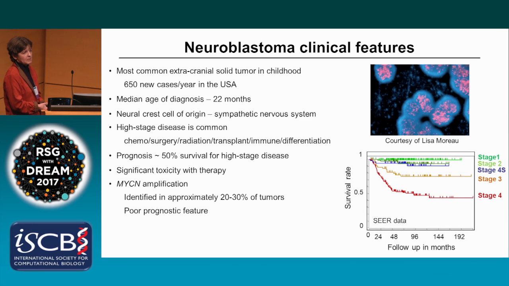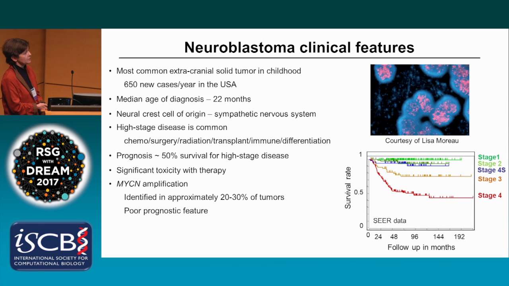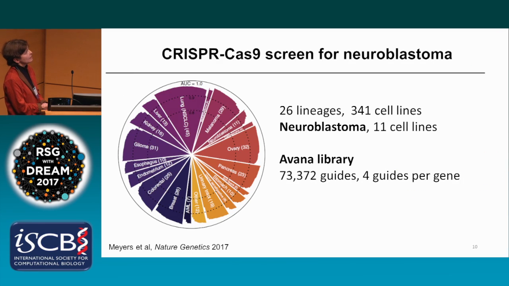Now, there are not that many drivers associated with neuroblastoma, but there is a specific subtype called MYCN-amplified neuroblastoma, which is identified in 30% of the tumors, and the prognosis is very poor. So we conducted a study using the CRISPR Cas9 screen on the Avana library. This data is publicly available. It was very recently published in October 2017 by the Broad Institute.